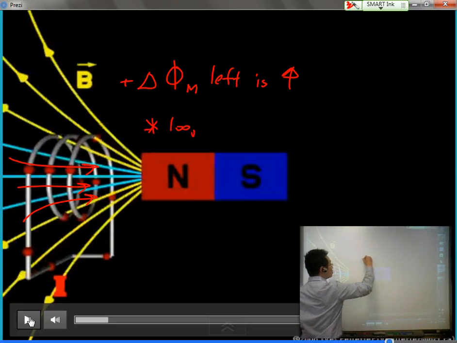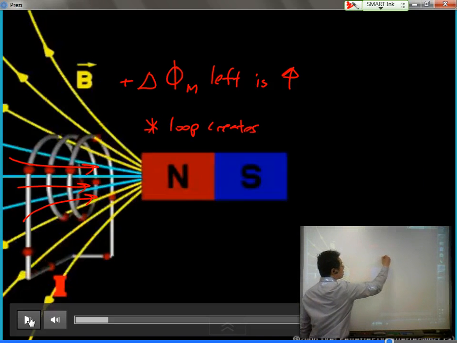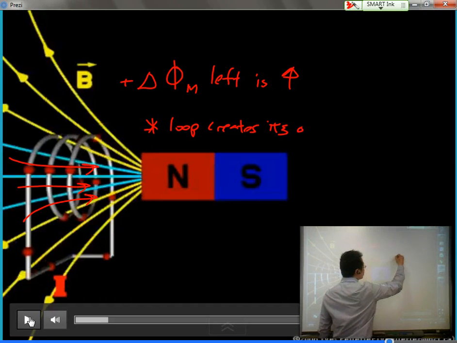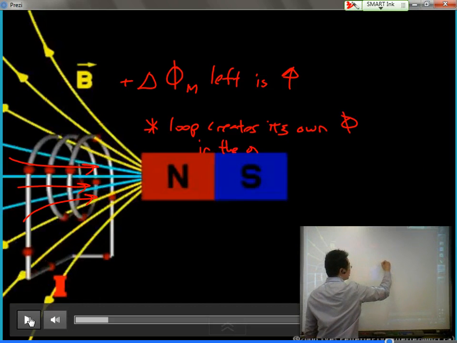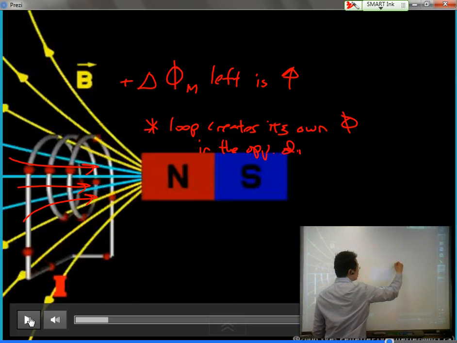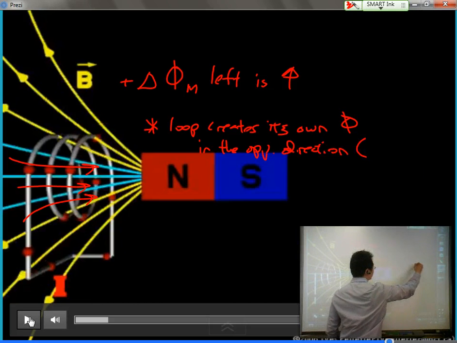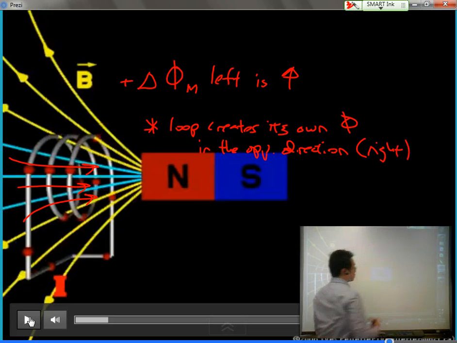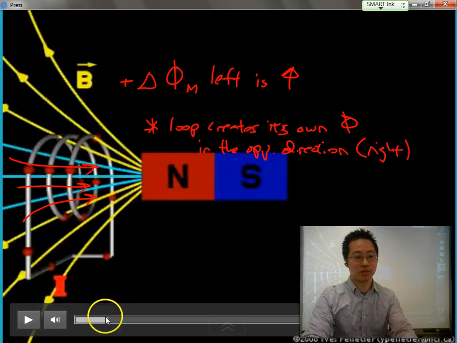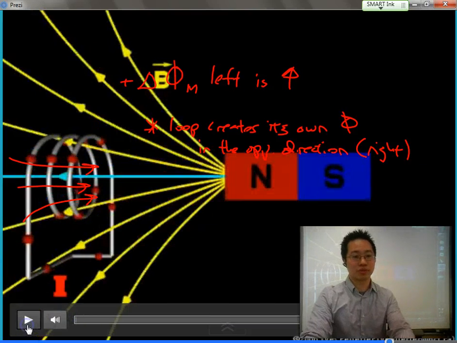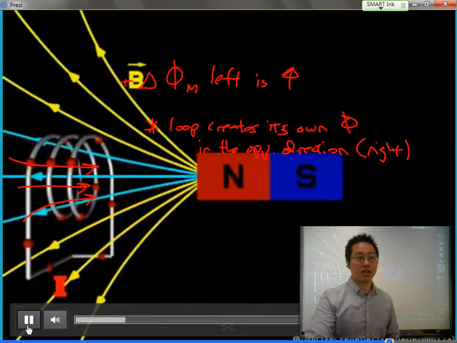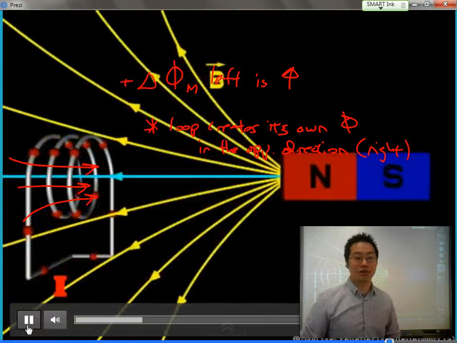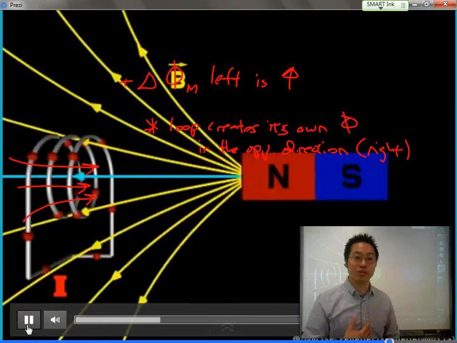So the loop creates its own flux in the opposite direction, which is to the right. Which is why, if you observe it approaching again and use your hand rule, the current, as you can see, is going down. And when the north is pulled out, the current goes up on the side that's closest to us.